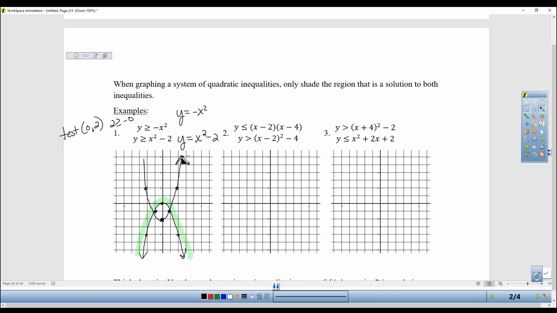And on this one, I can test (0, 0). So 0 is greater than 0 minus 2. 0 is greater than negative 2. So I do want to shade (0, 0). So I want to shade inside this parabola.